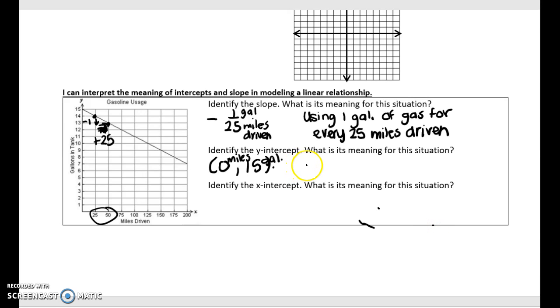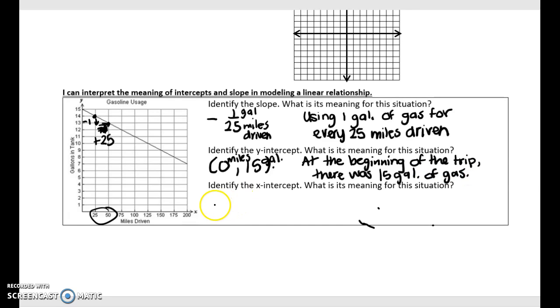For the meaning, you could use the direct numbers, but try and maybe make it a little more relevant to the situation in your choice of sentence. So we would say at the beginning of the trip, that takes care of the fact that it's at 0 miles. At the beginning of the trip, there was 15 gallons of gas in the tank.